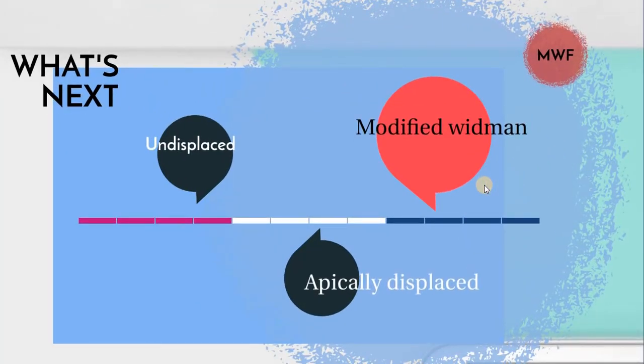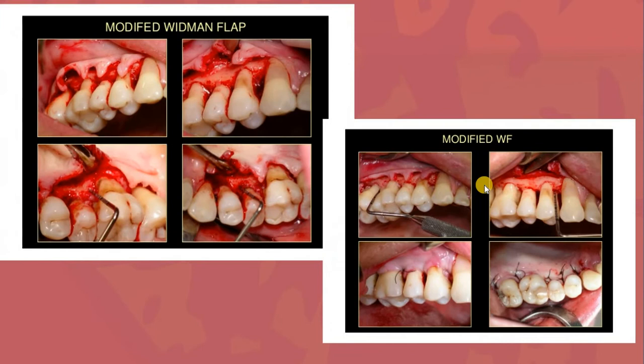And for pocket management, we have the undisplaced flap, apically displaced flap, and modified Widman flap. We talked about the undisplaced flap and the displaced, or apically repositioned, flap. For example, sometimes you have a swelling or a false pocket, gingival swelling, and you want to reduce this false pocket. So you put it apically.